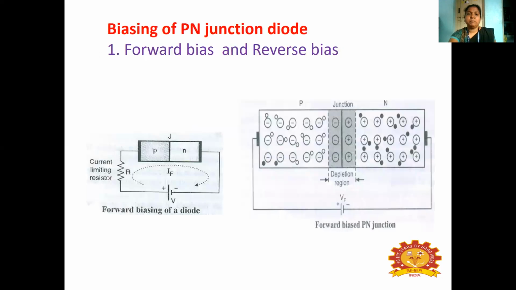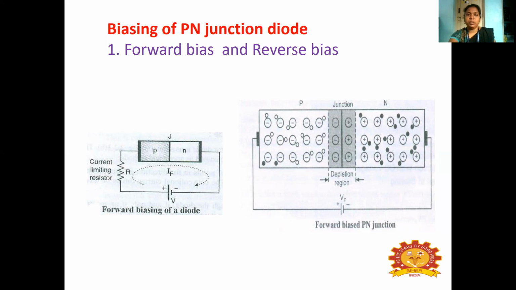So next we will see the biasing of the PN junction diode. Before entering into the types of biasing, I would like to say what is biasing. So biasing is supplying the external voltage, external DC supply to the PN junction diode or any device. Biasing will make the migration of its carriers. So here we can say there are two different types of biasing of the diode: one is forward and the other is reverse bias.